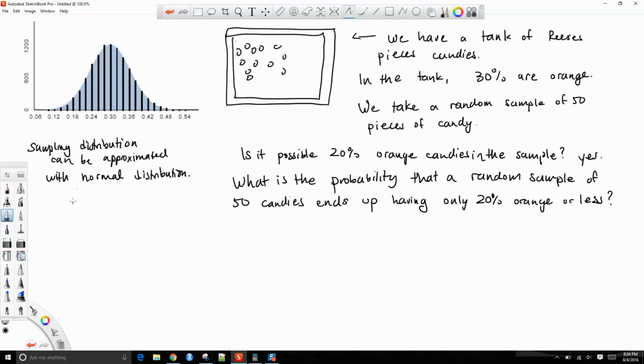Okay, the mean is p, and the standard deviation is the square root of p times 1 minus p over n. Okay, so this is everything you need to answer this question.